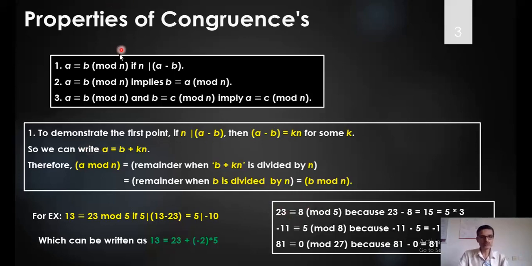Now the second property says if a is congruent to b mod n, which implies that b is also congruent to a mod n. This is the second property. The third property is if a is congruent to b mod n and b is congruent to another integer c mod n, that means a is also congruent to c mod n. So these are the three properties of the congruence operation.